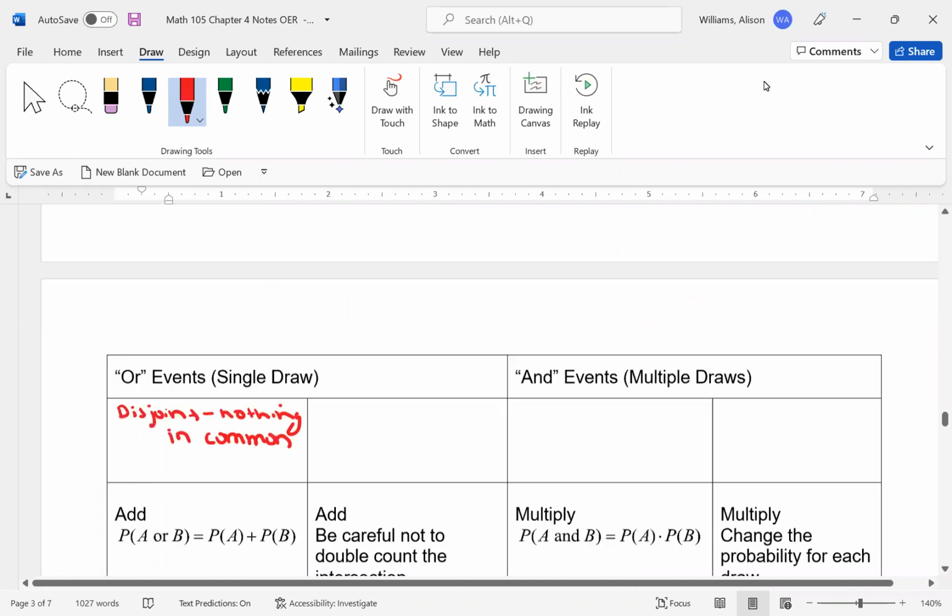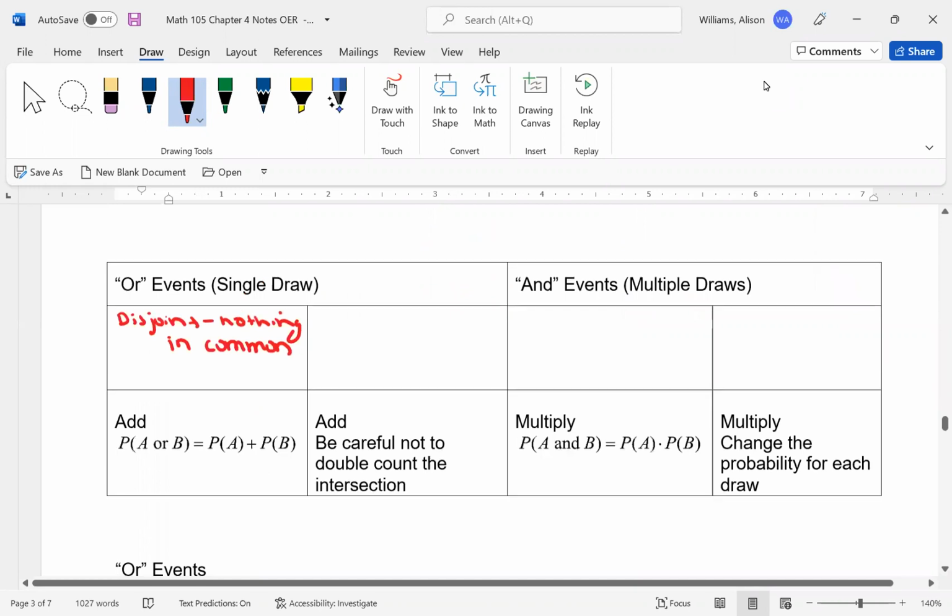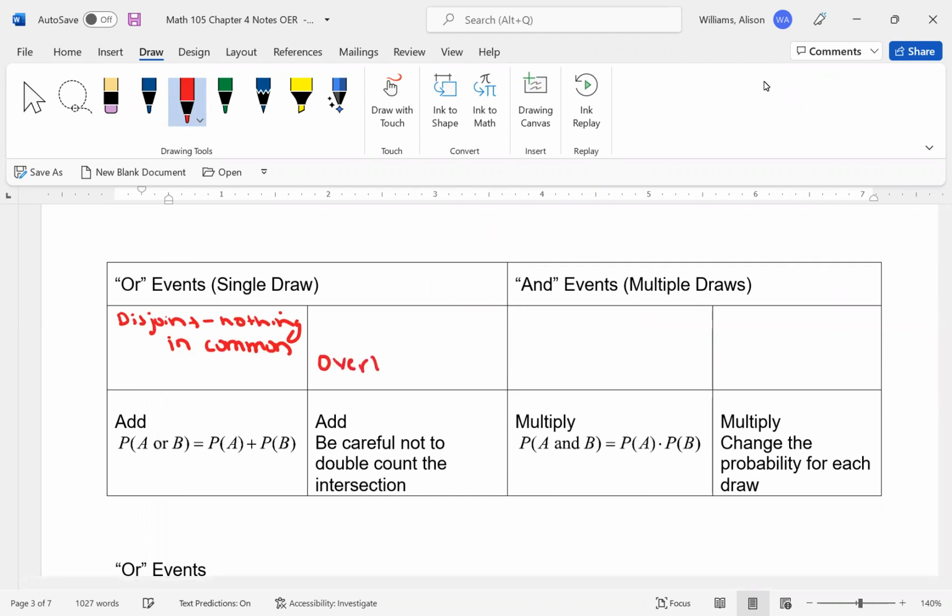The other possibility is that there is overlap, meaning that they do have something in common. Hopefully, let me write that above. I've noticed that sometimes with tables, it gets a little bit weird, so I apologize that that's written weird.